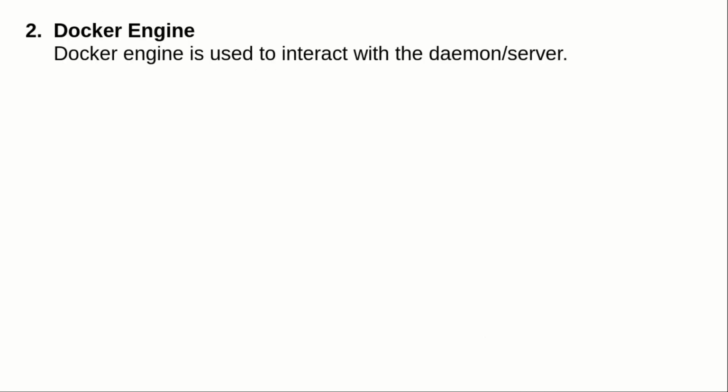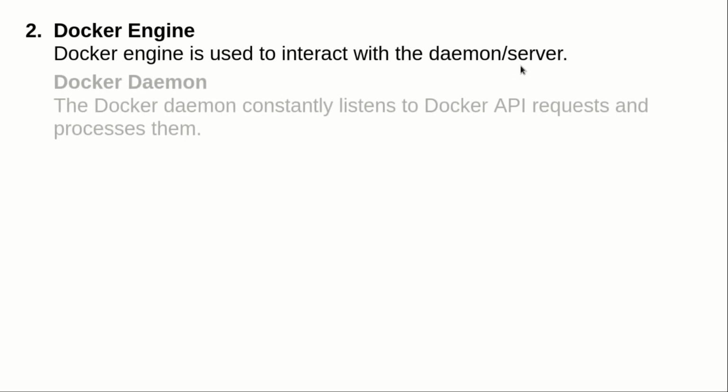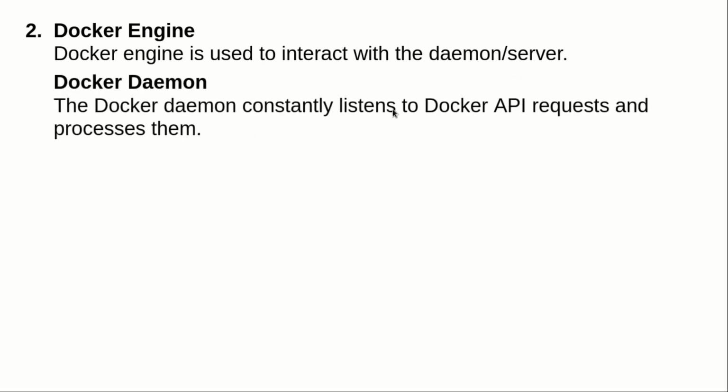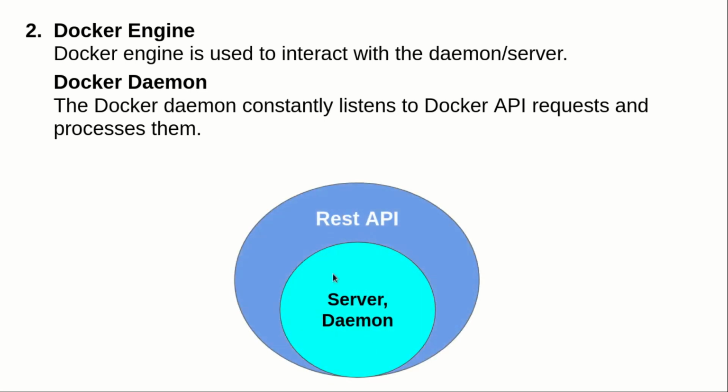So now let's move to the second type of the Docker. The second type is the Docker engine. So Docker engine is used to interact with the daemon or server. So what is a daemon? The daemon will basically listen to the API requests and process them. So let's take an example. Here is a server or a daemon. After this server, here is a REST API that will build the communication between the server and the client.